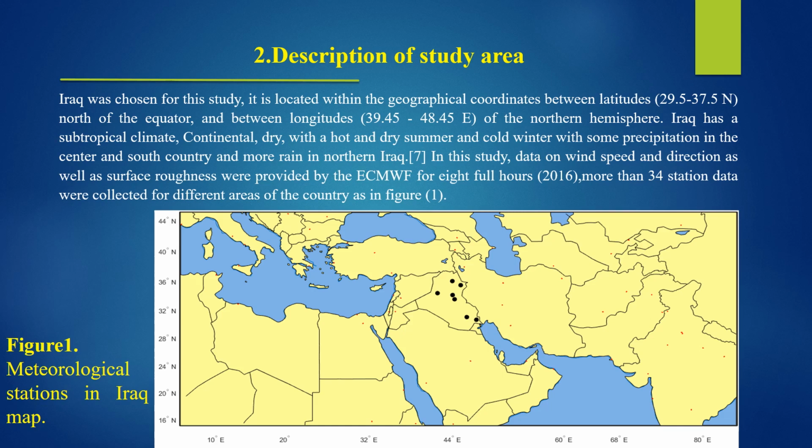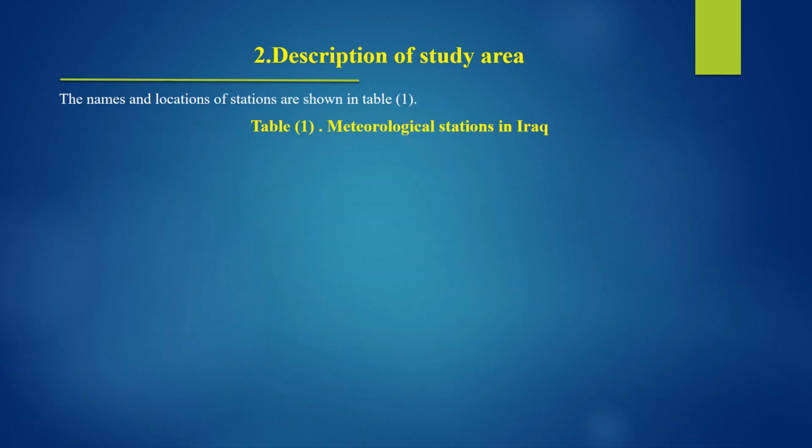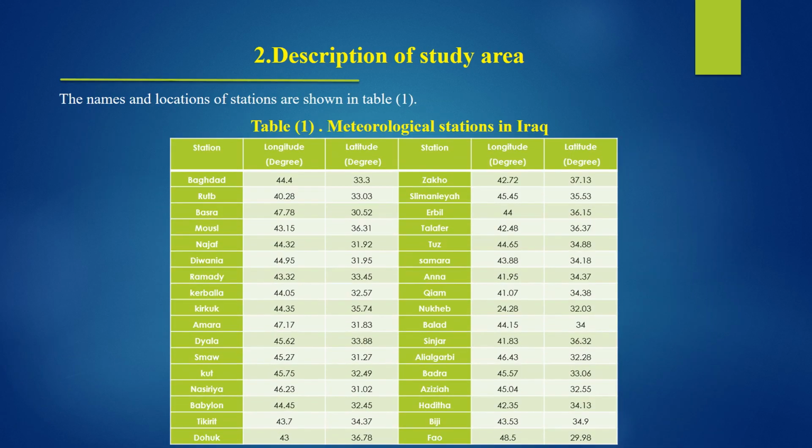In this study, we used data of wind speed and direction and surface roughness provided by ECMWF. And these are the names of all the stations observed in the Iraq region.